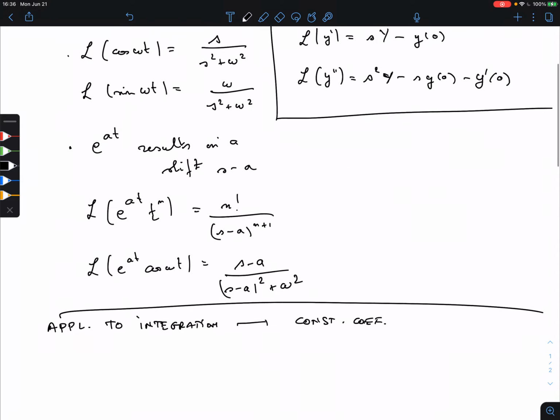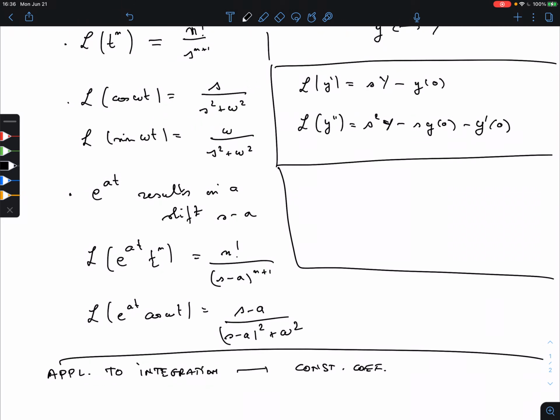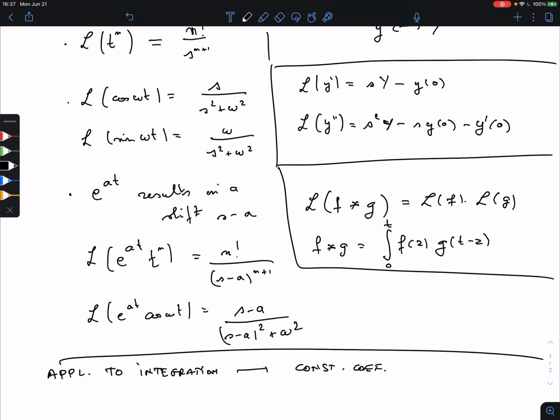Oh yeah, right. I have to say one more thing, of course, and that is that the Laplace transform of a product, that we don't know, but the Laplace transform of a convolution product, that is the product of the Laplace transforms. And the convolution product, this is a formula that you need, because I will ask you to write it down as an integral, that is the integral of f(z) g(t minus z) dz.